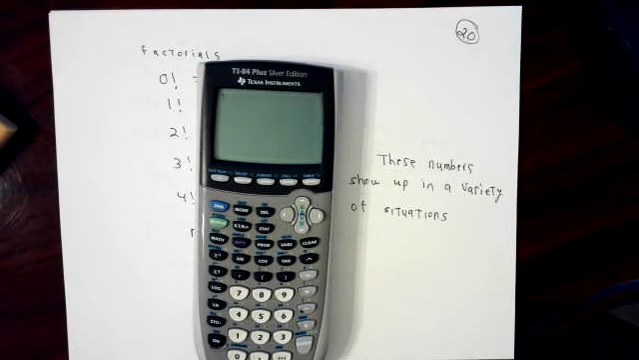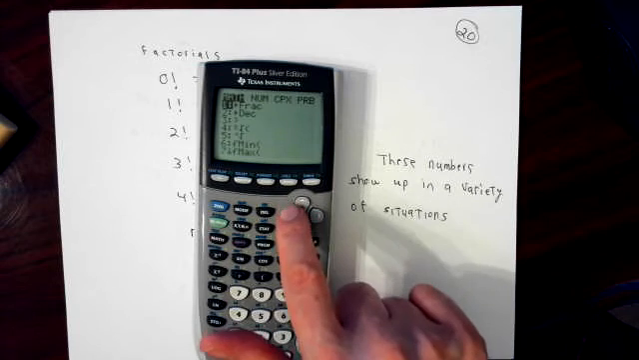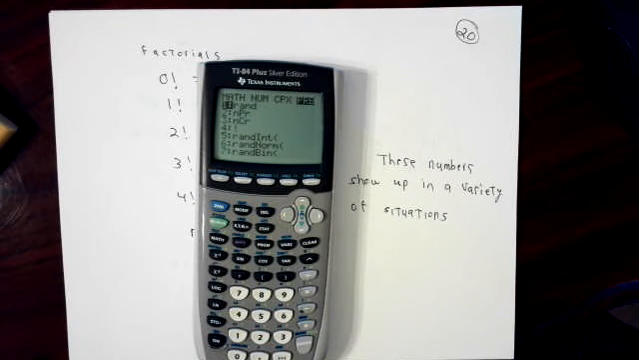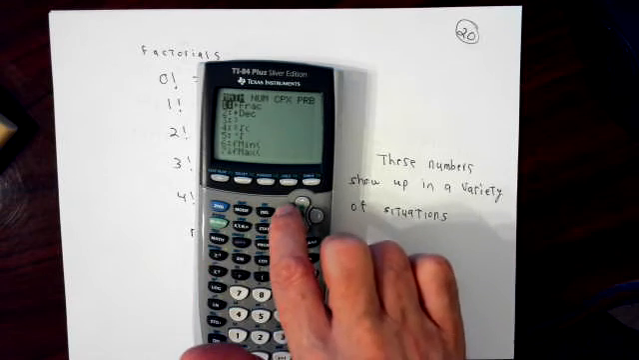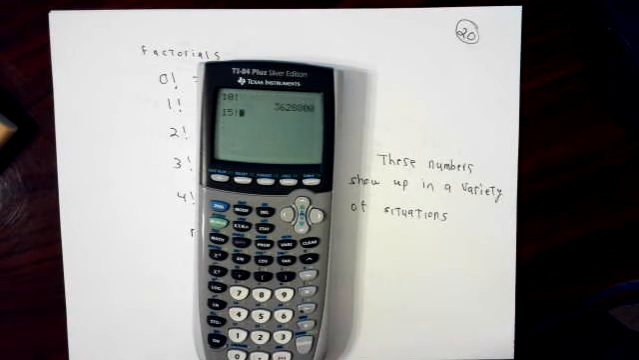So suppose that I wanted to calculate 10 factorial. I would type in the 10, I would push the math button, go sideways to probability. On this calculator, the 4 has the exclamation point to go with it. So I'll type a 4. 10 factorial is 3,628,800.